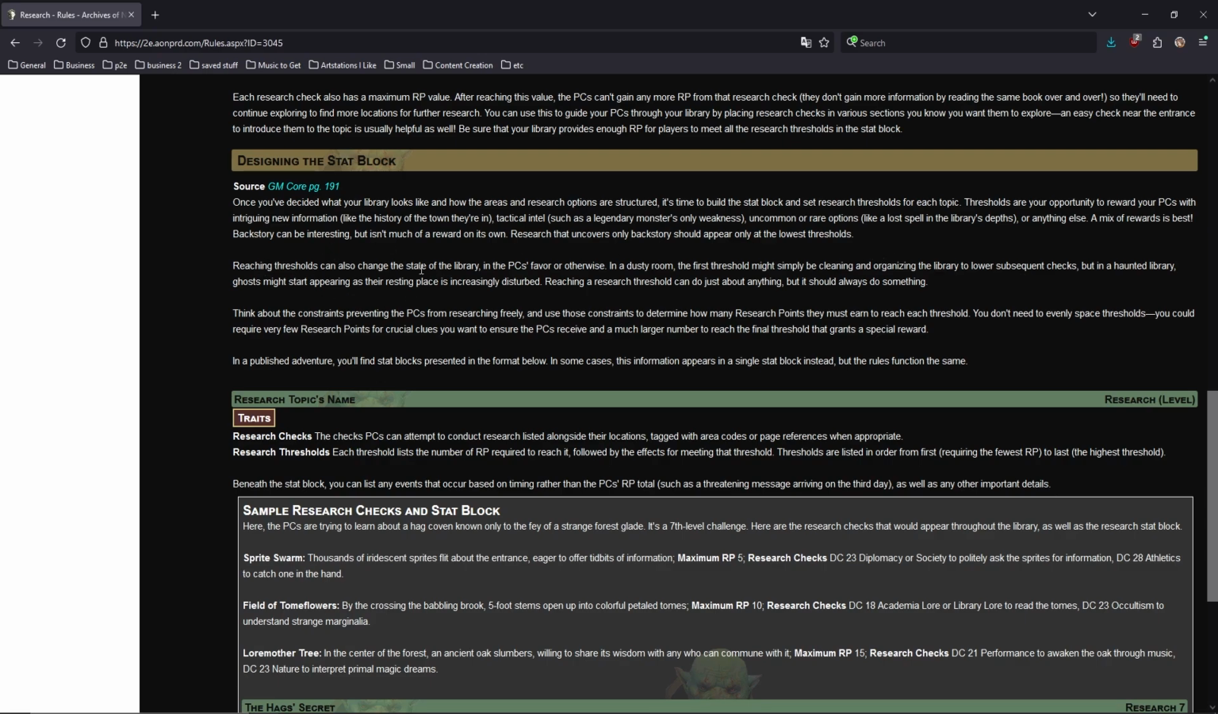It also mentions that reaching thresholds can change the state of the library. So, for example, in a dusty room, the first threshold might simply be cleaning and organizing the library, which will lower subsequent checks. Or in a haunted library, ghosts might start appearing as their resting place is increasingly disturbed.